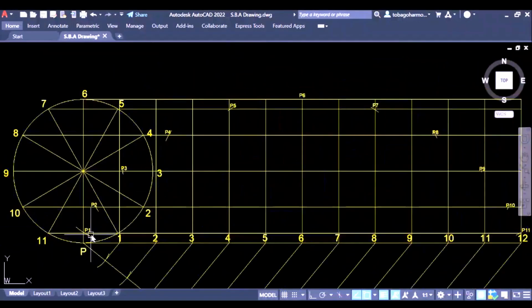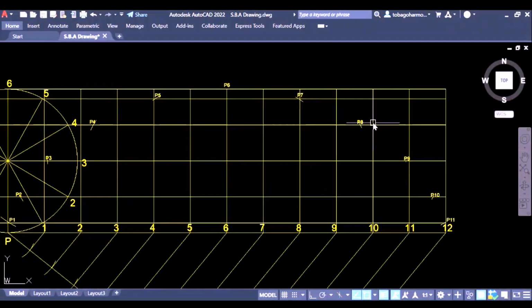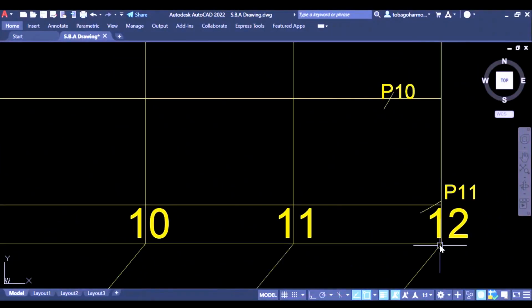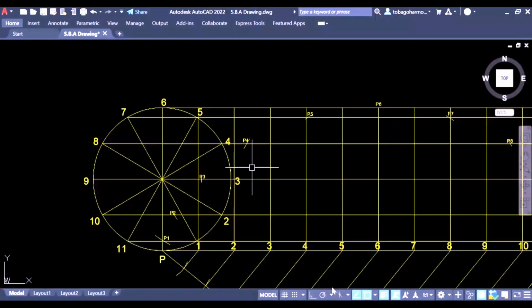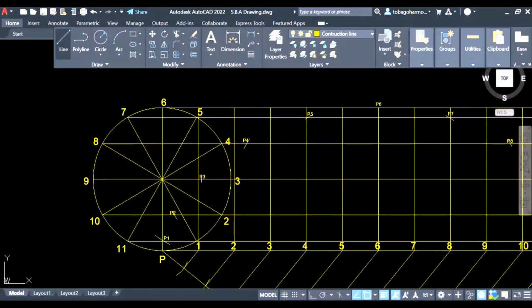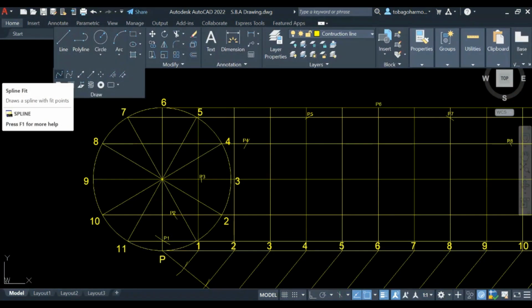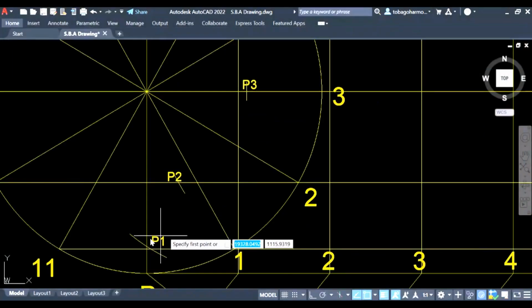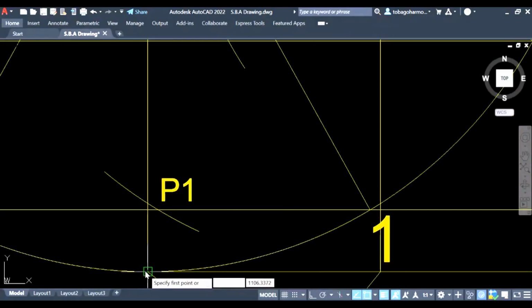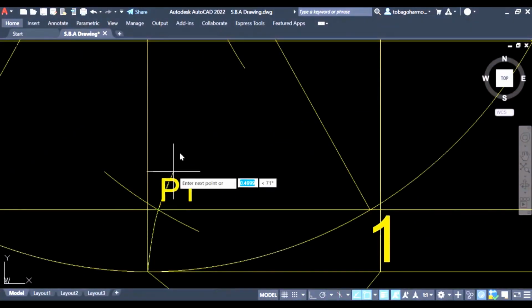Okay, so off camera I did P8, P9, P10 and P11 because it's the same thing. And 12, 12 will be P12. That's the end of the cycloid. So now that we have all the points that we need, we're going to go ahead and plot the points or draw the cycloid using the spline command in AutoCAD.